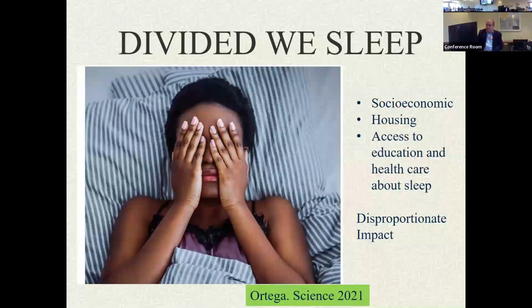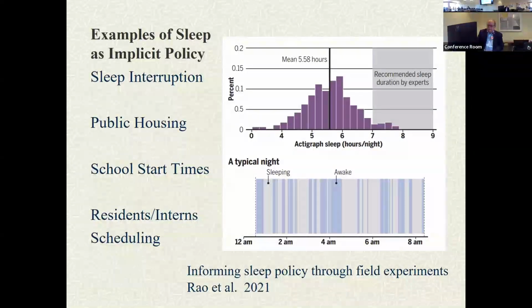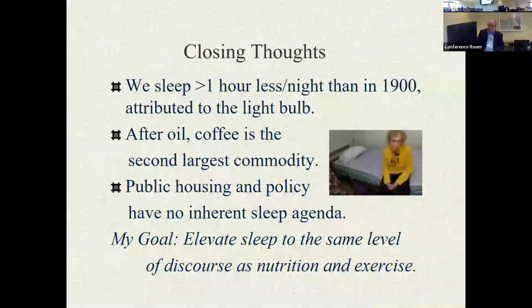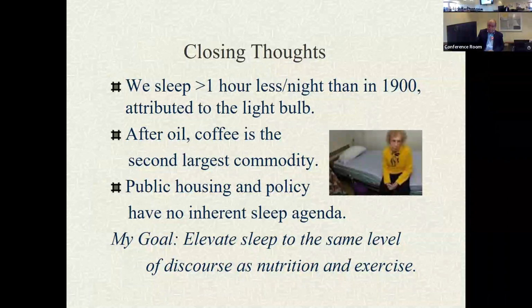Dividing we sleep: socioeconomic housing access, disproportionate impact. We're talking about sleep health having a disproportionate impact, which was recently in the sleep journal. Sleep, implicit policy, sleep interruption, public housing, school start times, residence intervals. Sleep less than 1 hour, 1 hour less than 1900, attributed to labor.